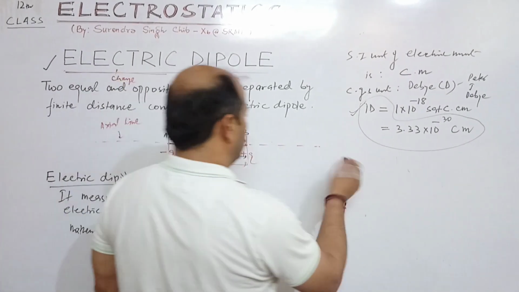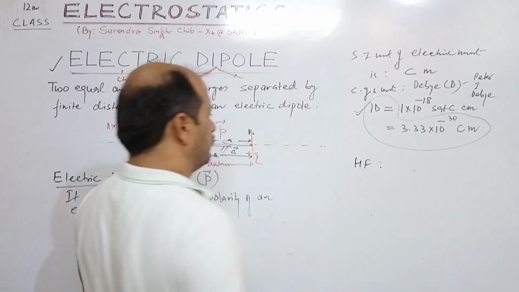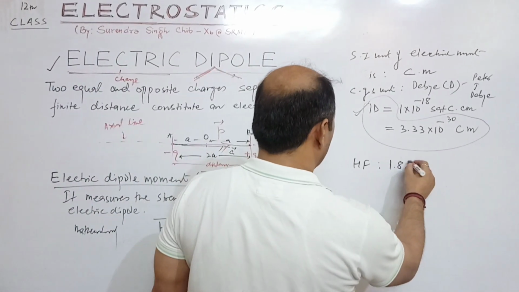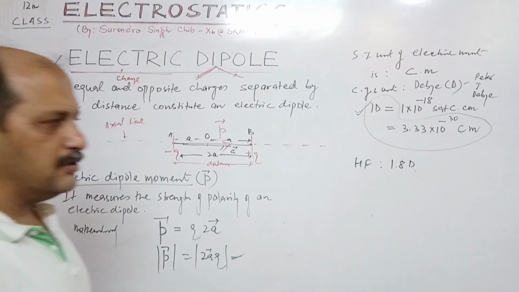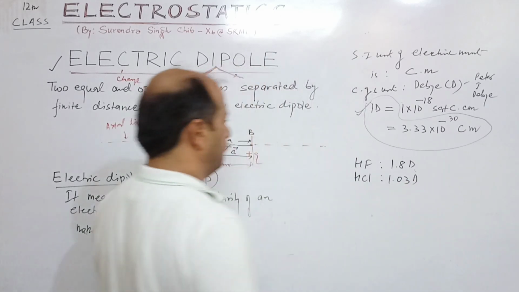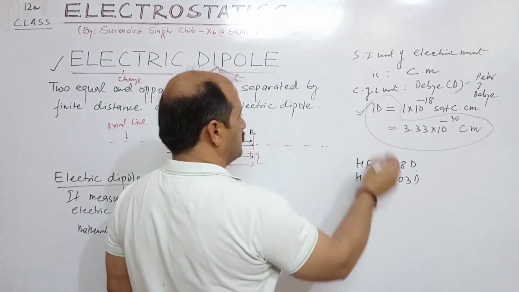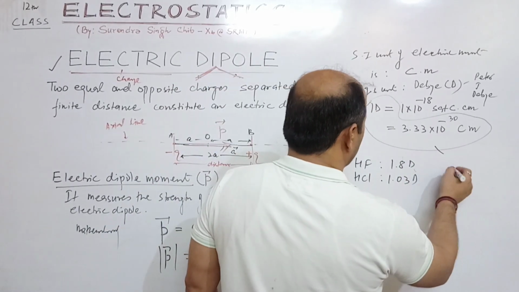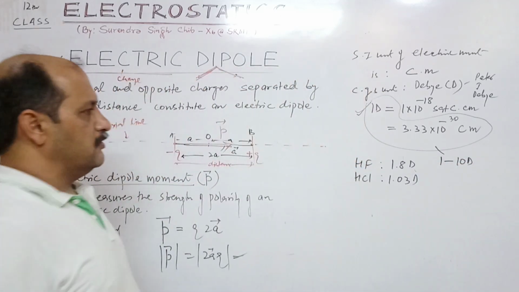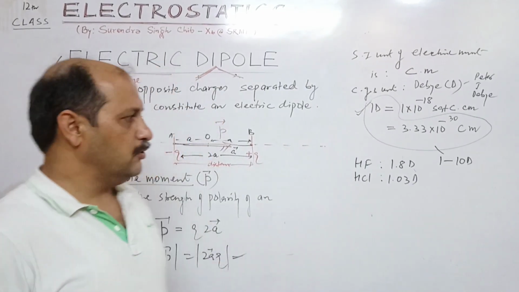This is, for example, hydrogen fluoride. What is the dipole moment of hydrogen fluoride? It is 1.8 Debye. And HCl is 1.03 Debye. Most of the ionic compounds have a range from 1 to 10 Debye. इनकी जो dipole moment की range होती है, 1 से 10 Debye के बीच में होती है.